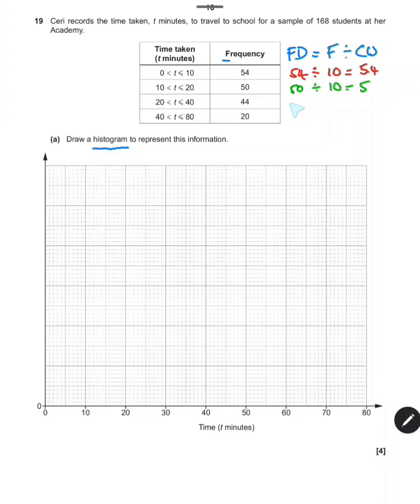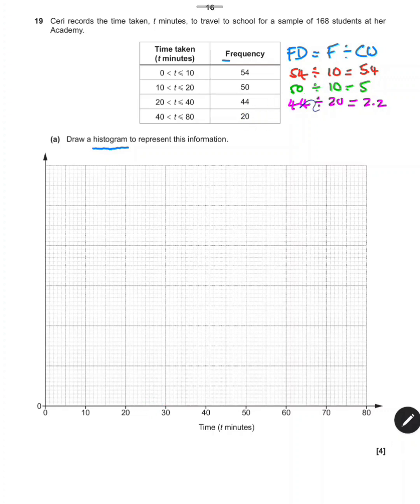Third frequency is 44. I'm going to divide by how wide this is. Be careful here, 20 to 40 is a width of 20. So I've got to do 44 divided by 20. Well, 44 divided by 2 is 22. So 44 divided by 20 will be 2.2.